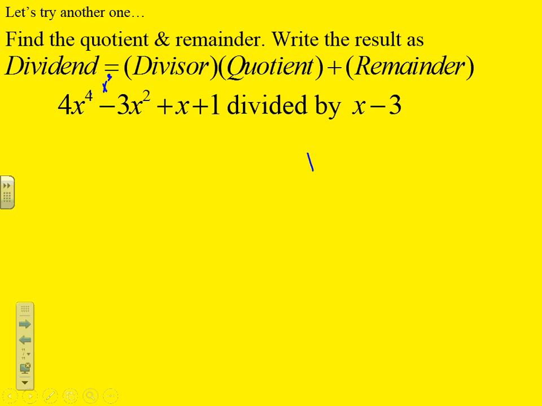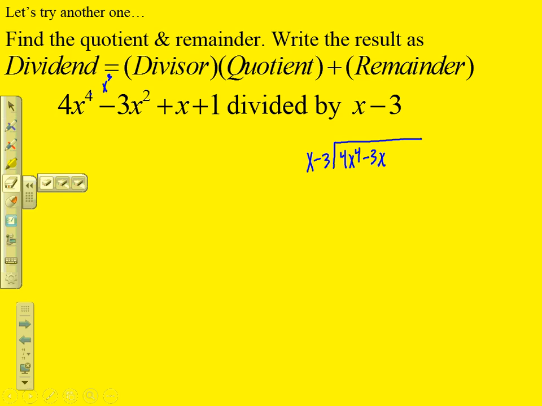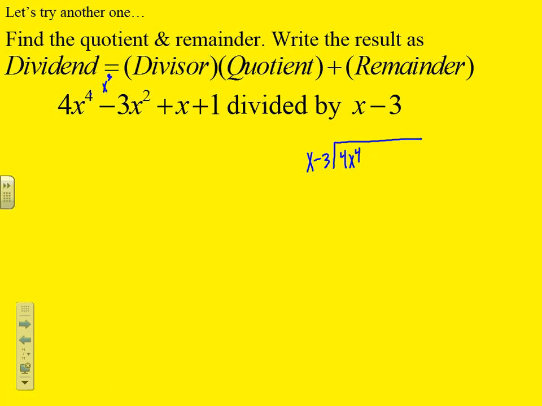So I'm going to say x minus 3 is being divided into 4x to the fourth minus 3x. Oops, see, I'm missing it right away. What am I doing? I'm not telling you what to do, and I'm not doing it myself. We have to represent the x cubed term, which is missing. So I'm going to say plus 0x cubed minus 3x squared plus x plus 1.